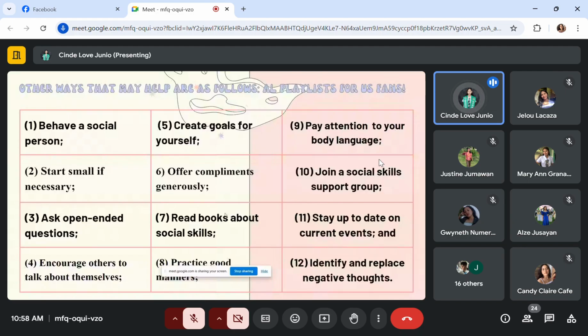And next is offer compliments generously. So make others feel good by appreciating them. So give them a compliment. Like, you did a great job, I'm proud of you.